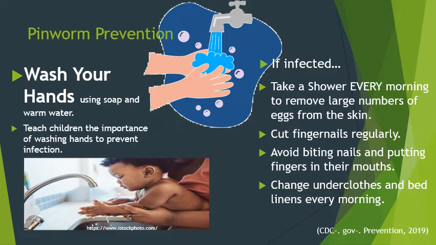Per the CDC, they recommend that clothing and bed linen not be shaken so as not to spread the eggs. All items should be laundered in hot water followed by a hot dryer to kill any eggs.